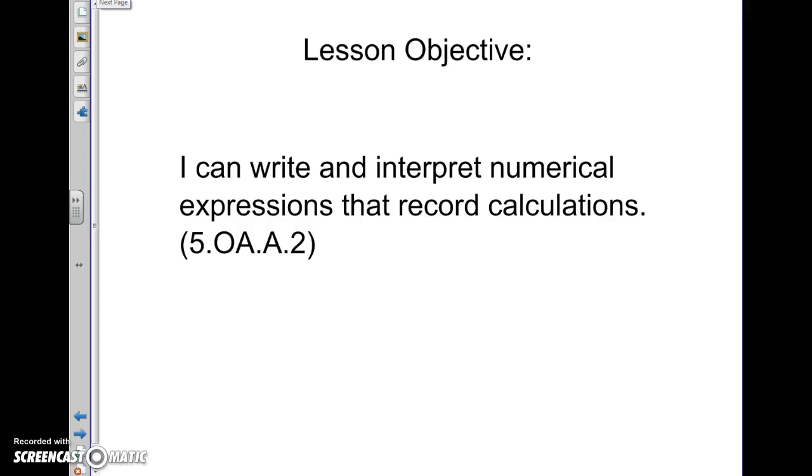Our lesson objective today is I can write and interpret numerical expressions that record calculations. It's 5th grade standard, Operations and Algebraic Thinking, A2.